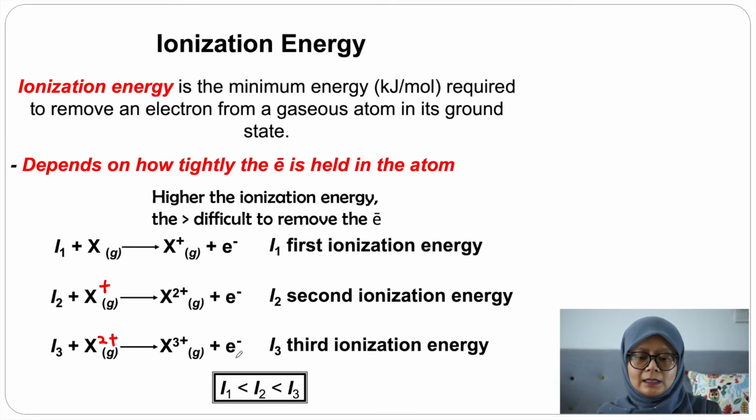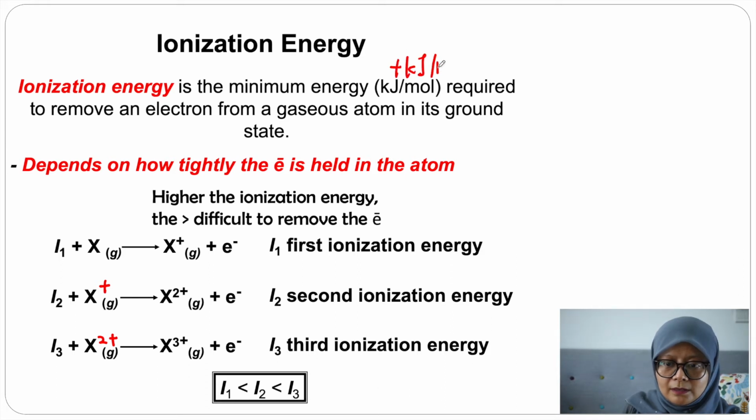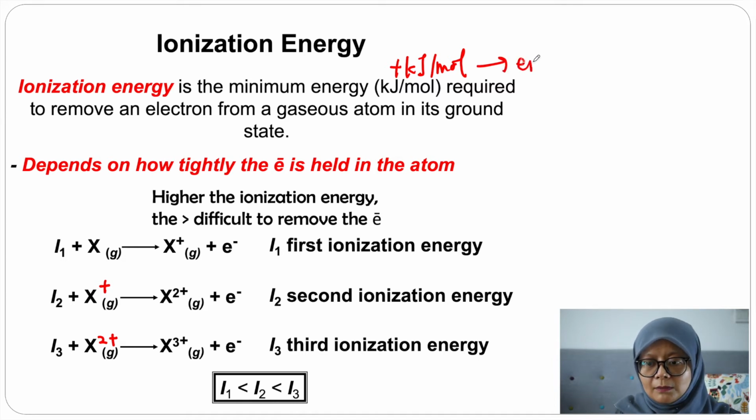So from here, most of the time the third ionization energy will have the highest energy compared to the second one and the first one. This is positive kilojoule per mole. Usually positive gives you an endothermic reaction. Okay, endothermic reaction.